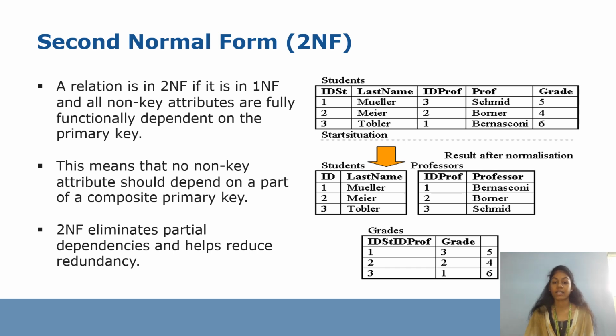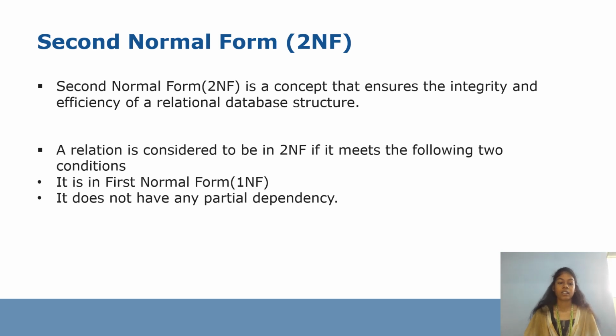Here we can see the ID, last name, ID proof, grade. In second NF we divide the table. Here we can see the ID and the last name, and the second one is the professor ID and professor name. In the third table we can see the grades of both the students and the professor. These are some points of the 2NF.